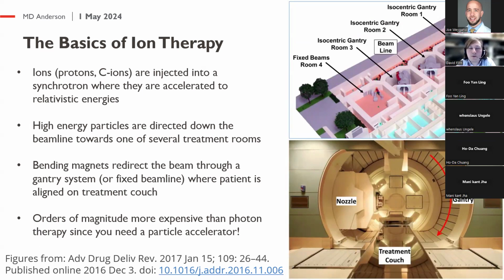The major drawback of trying to use this technology is simply the cost. These systems are orders of magnitude more expensive than X-ray therapy with a linear accelerator, and if you're using cobalt-60, it's far more expensive than that. That's really just because you need to build and then also maintain a particle accelerator, and that is incredibly expensive.